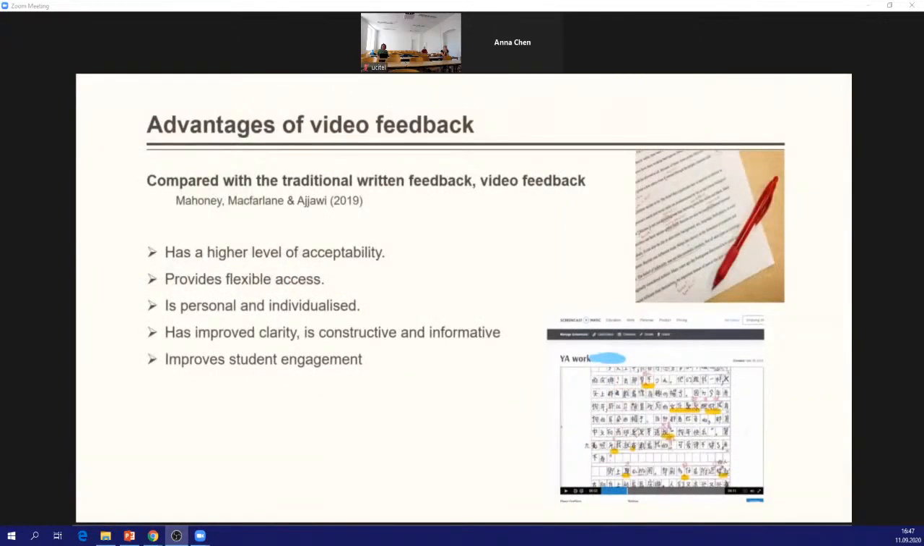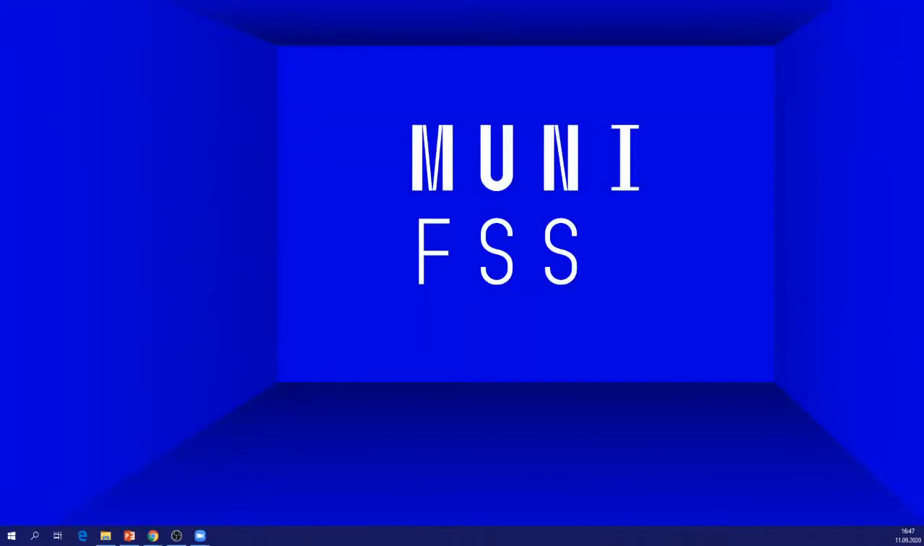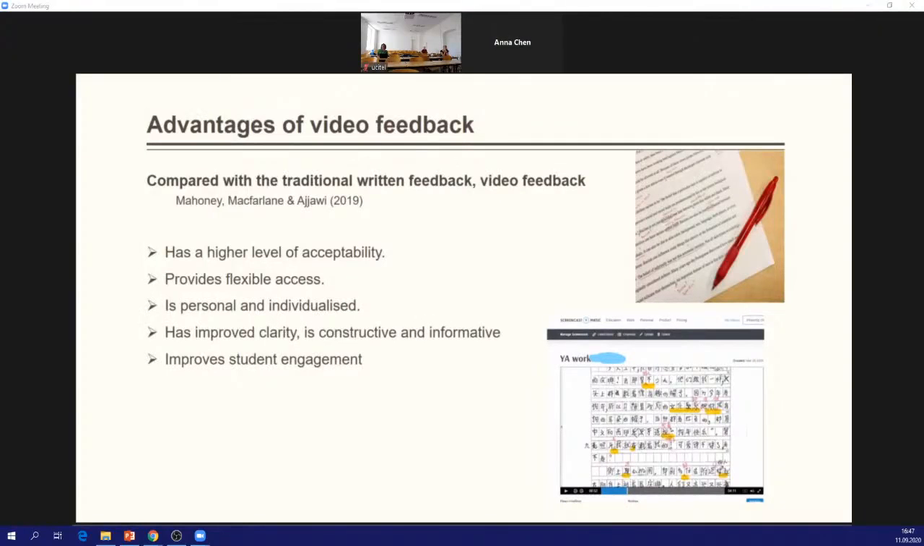So first, why did I choose to use video to give feedback? In higher education, across different disciplines, studies show that compared with traditional written feedback, video feedback has many advantages. Here are some of them from the student point of view. First, it has a higher level of acceptability. Second, it provides flexible access.